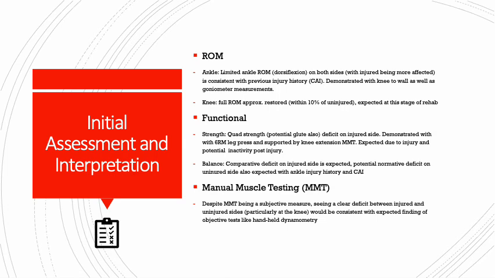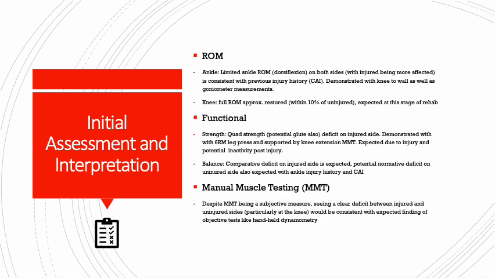So to interpret the results, in range of motion we've got limited dorsiflexion, particularly on both sides, which we would expect with the injury, but also with a previous injury history of chronic ankle instability. This is demonstrated with knee to wall as well as goniometer measurements. We've got full knee range of motion, as we said before, or at least within 10% of the uninjured side, which is expected at this stage of rehab.